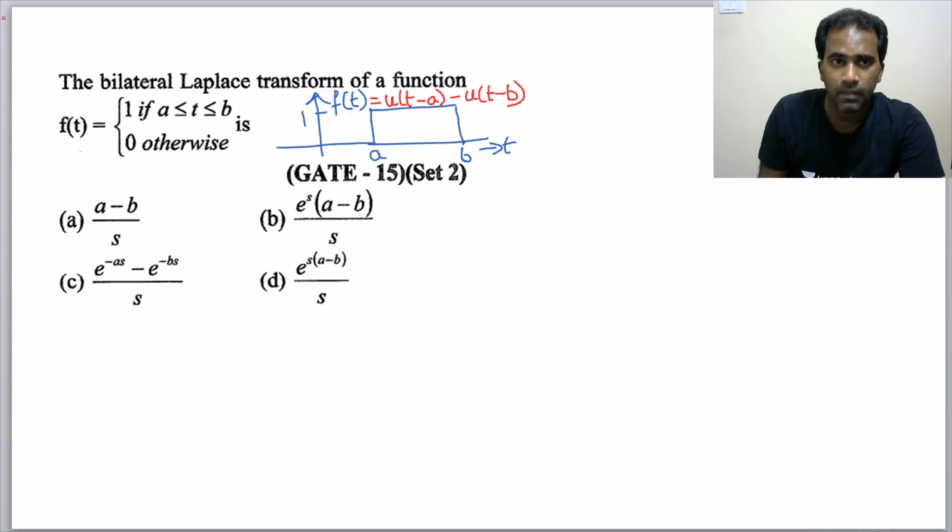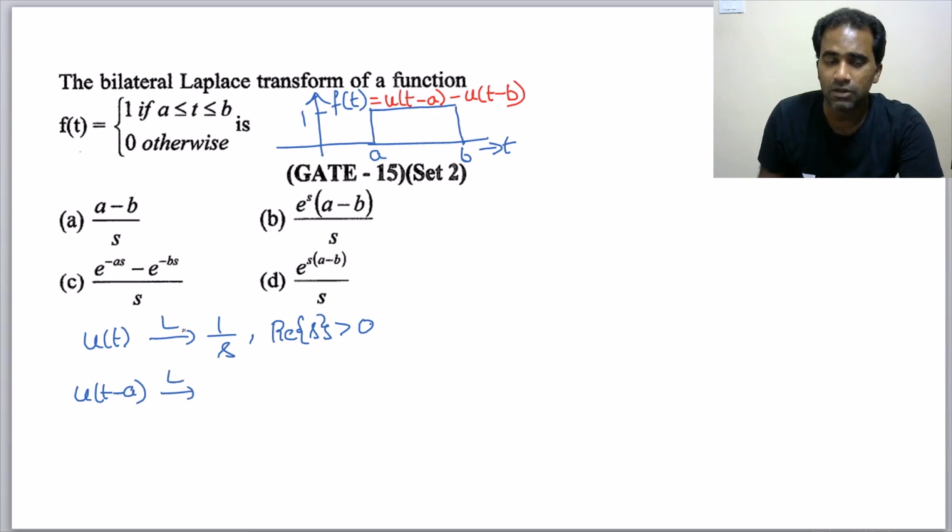Now tell me, the Laplace transform of u of t we know already, which is 1 by s. The ROC is real part of s greater than 0. Now the Laplace transform of u of t minus a, according to the time shifting property, is e power minus as into 1 by s. What happens to the ROC? The ROC is real part of s greater than 0. Looking at this, because of e power minus as, will the ROC change?